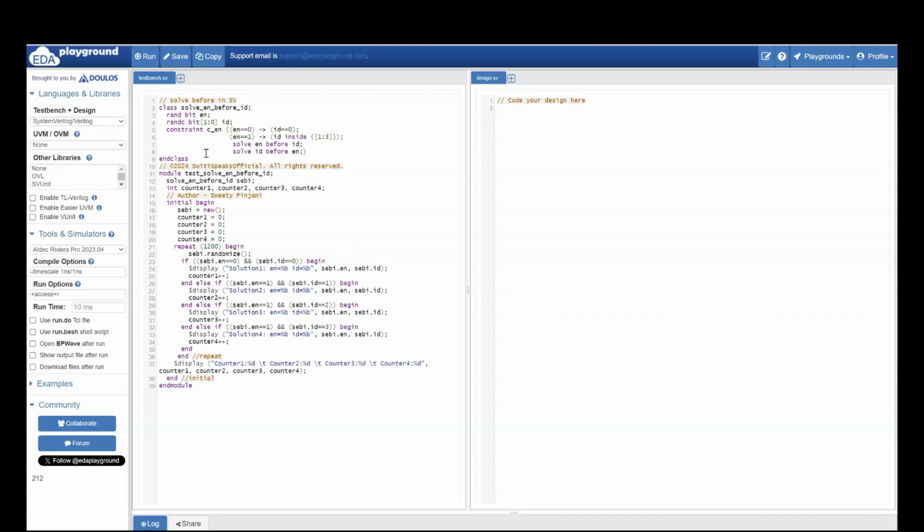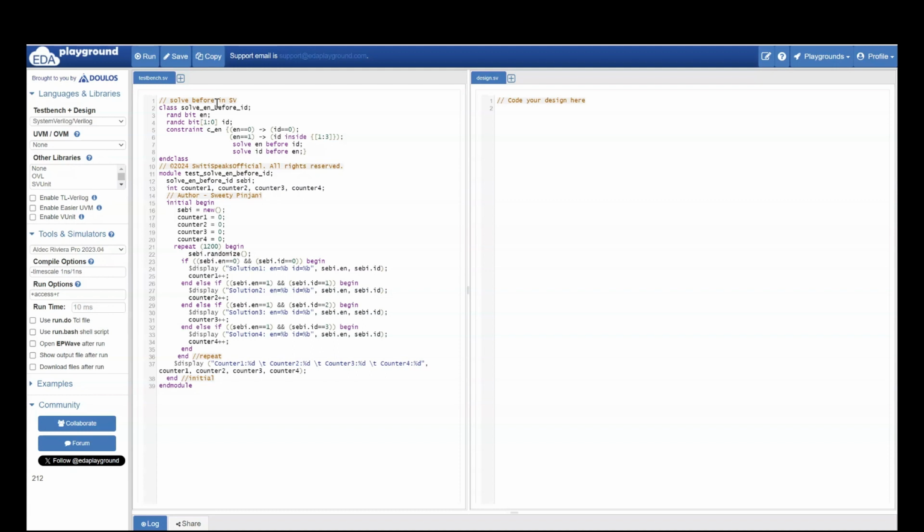Today we are going to see a very interesting trick code on solve before. In case you have not gone through the SystemVerilog randomization series yet, I am going to share the link in the description in which we have discussed in detail about solve before. I request you to please go through that video first, because when you understand solve before, then you are going to be able to solve this trick code properly.